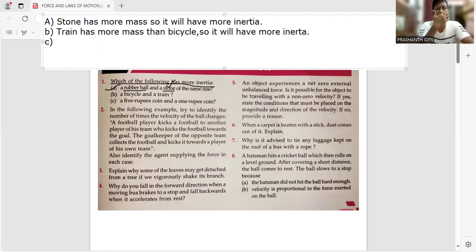Similarly, C. What is the question? A 5 rupees coin and a 1 rupee coin. Which will have more mass? The 5 rupees coin. So you will write the answer: the 5 rupees coin will have more mass, so it will have more inertia.